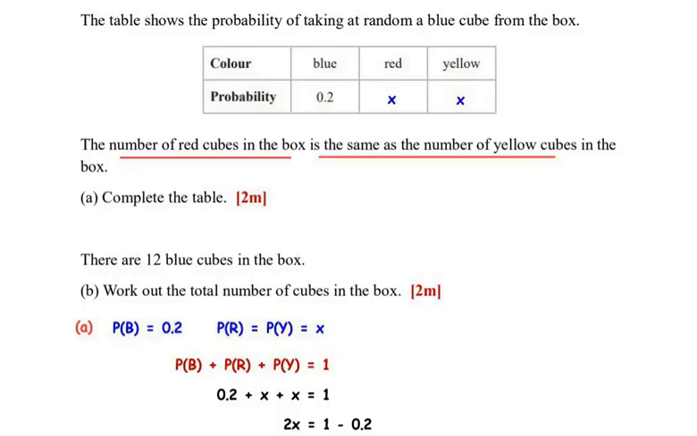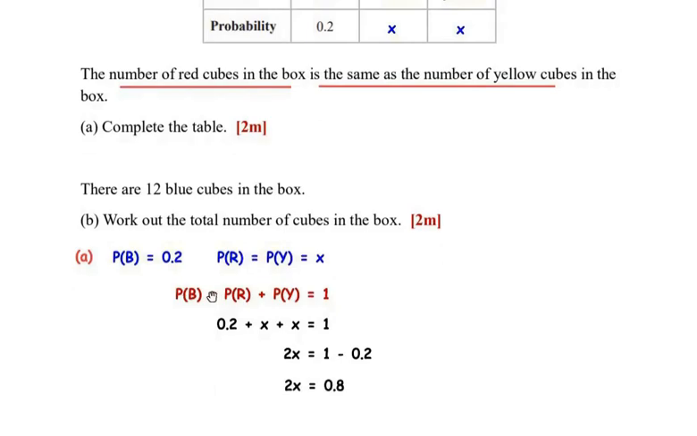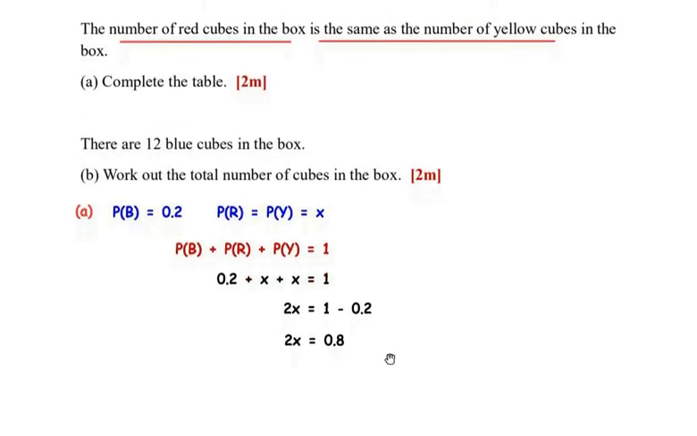Now we know that the sum of all the probabilities will be equal to 1. So the probability of getting a blue colored plus red colored plus yellow colored cube will be equal to 1. So here we get 0.2 plus x plus x is equal to 1. Now x plus x gives us 2x, and let us take 0.2 to the other side of the equal to sign. So we get 2x is equal to 1 minus 0.2. So simplifying this, we get 2x is equal to 0.8.